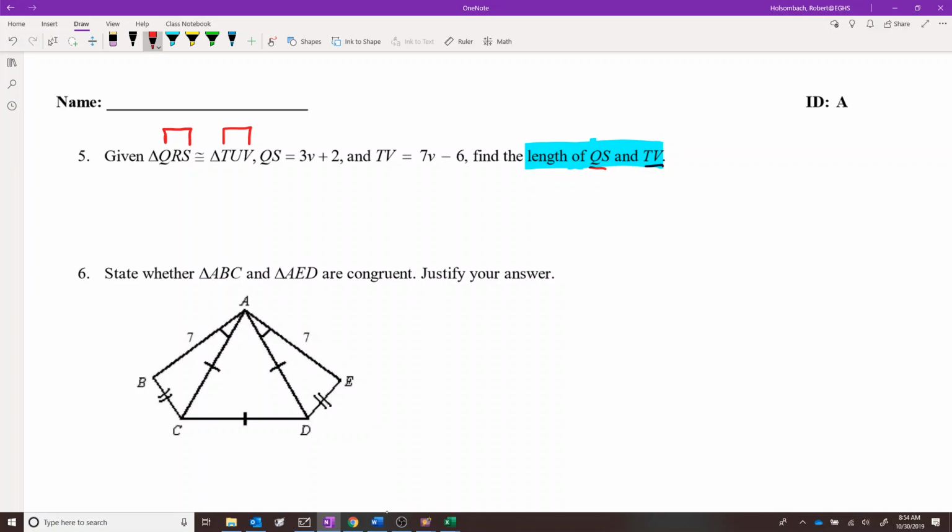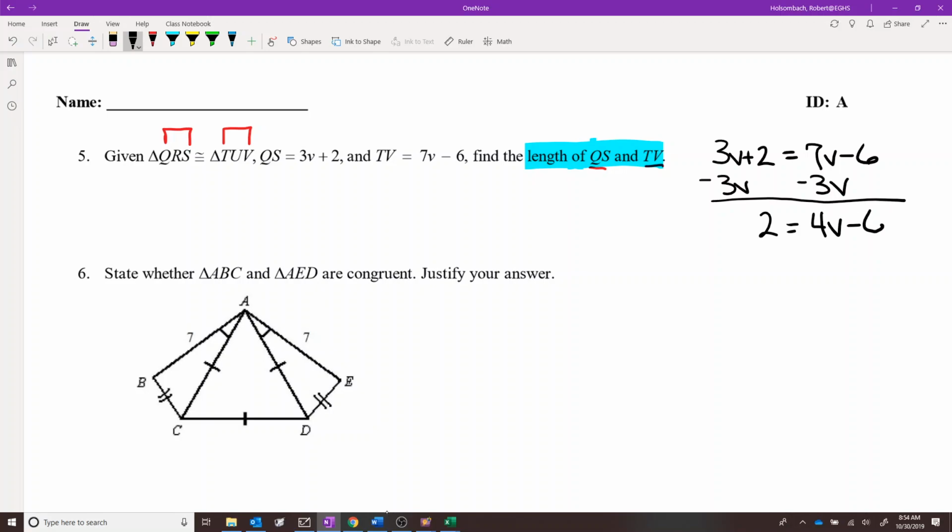So you're going to make 3V plus 2 equal to 7V minus 6. And now you need to solve for V, so subtract 3V from each side. And then add 6 to each side. So 8 is going to equal 4V, and then divide by 4. And 2 is equal to V.